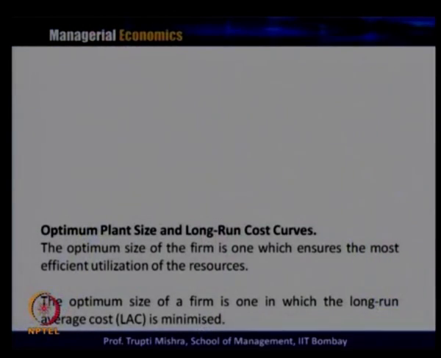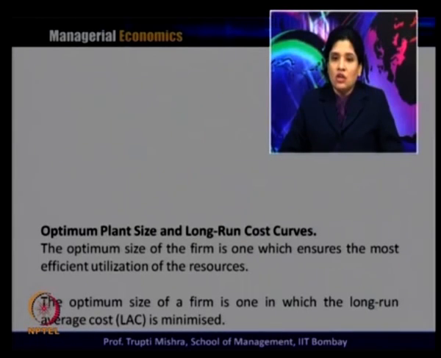So, which one is the optimum size of the firm, or how to decide the optimum size of the firm? The optimum size of the firm is one which ensures the most efficient utilization of the resources. So, the optimum size of the firm is one in which the long run average cost curve is minimized. So, how to define an optimum size of a firm? The optimum size of the firm is one which ensures the most efficient utilization of the resources, and it is also one in terms of the long run average cost curve, when the long run average cost curve is minimized.